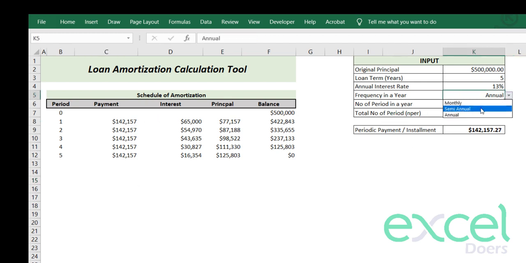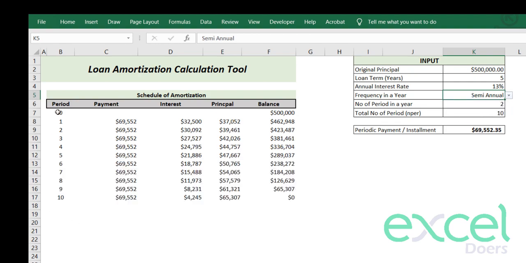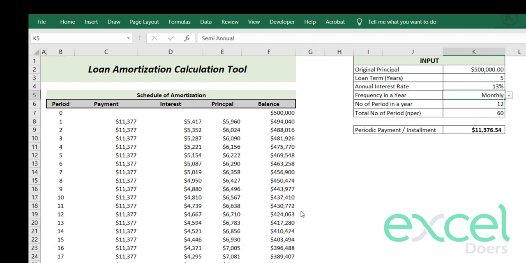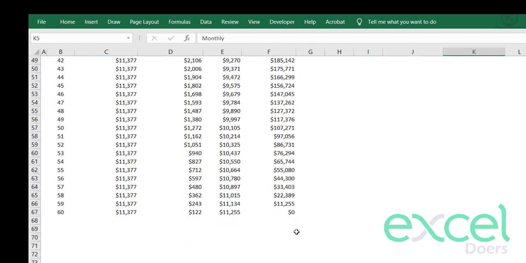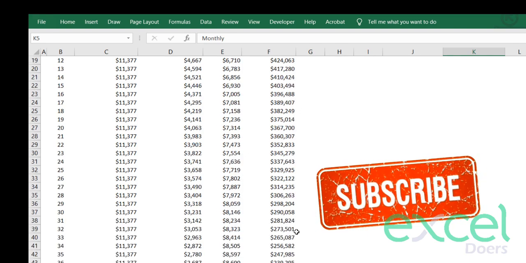So if I make it 5 years semi-annual, then the total payments are 10, and you can see this has become 0. So you have to pay every year this sum of money to settle your balance in 5 years by making payment every 6 months, right? And if you're paying monthly, then your number of periods of course is going to be larger, 60 periods, right?